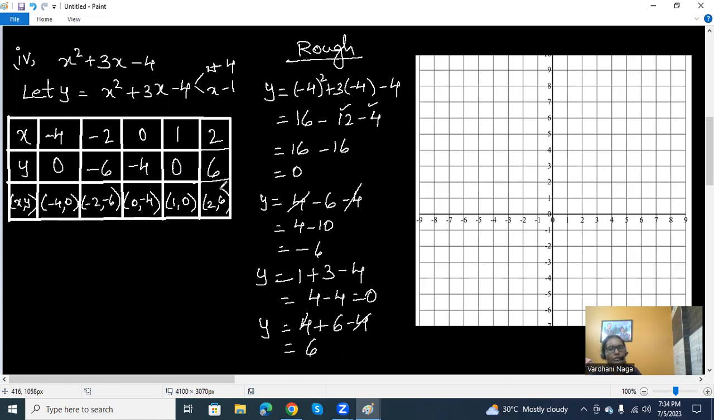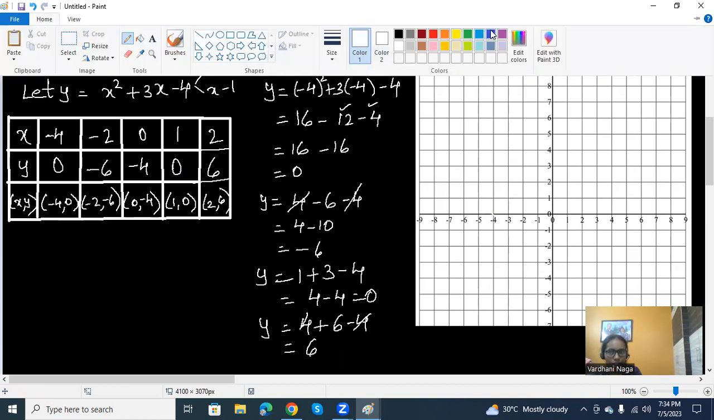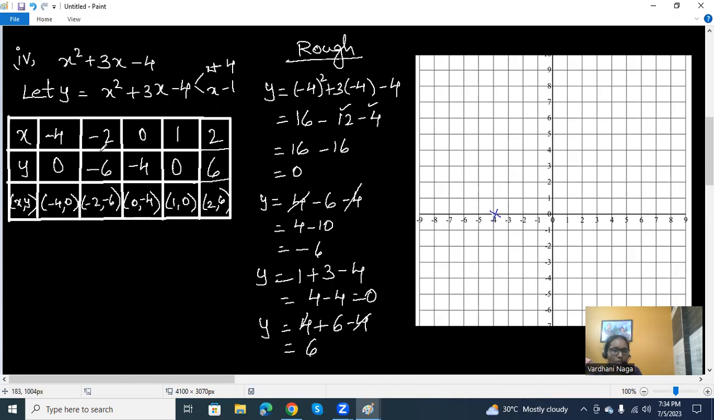Let's put all these ordered pairs on the graph. Minus 4 comma 0, minus 4 on x-axis, 0 on y-axis. Let's take a different color. Next, minus 2 comma minus 6, minus 2 on x-axis, minus 6 on y-axis. Minus 6 means this quadrant, third quadrant, okay? 0 comma minus 4, 0 on x-axis, minus 4 on y-axis. Next, 1 comma 0, 1 on x-axis, 0 on y-axis. 2 comma 6, 2 on x-axis, 6 on y-axis. Let's try to draw a smooth curve by joining all these points.